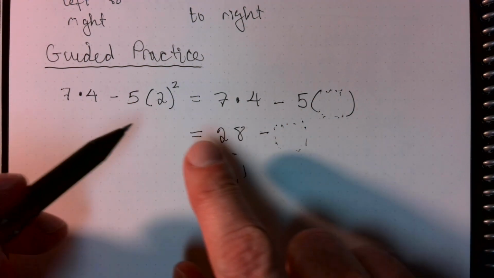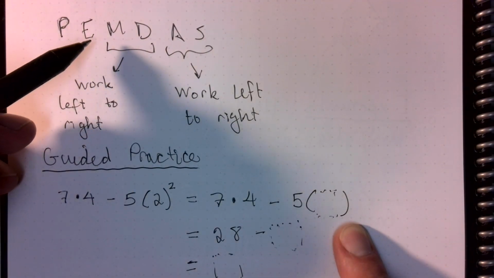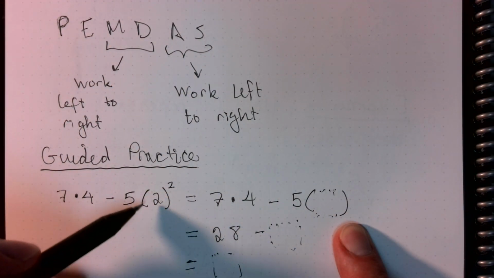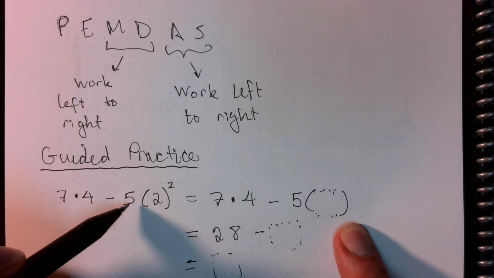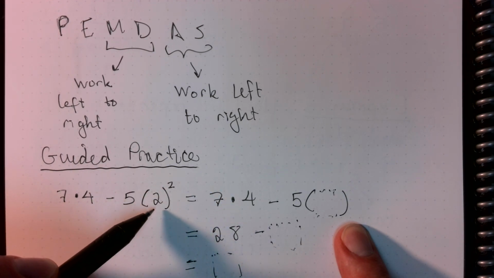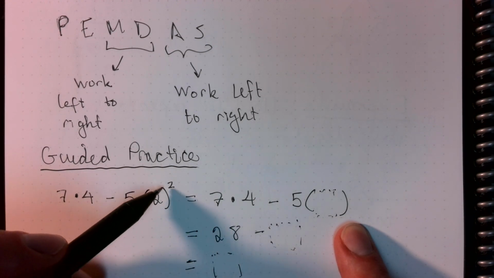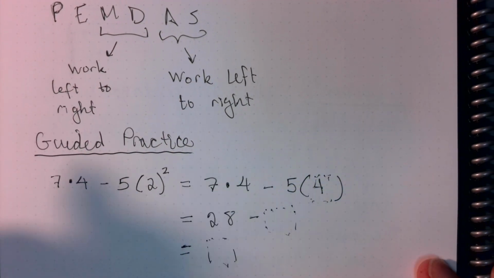Notice they left me a blank right here because I'm supposed to do my exponent first. Now, I've got parentheses here, but it doesn't really mean anything. It's just to distinguish that I'm not taking 5 times 2 and then squaring it. It's just the 2 that's getting squared. So I'm doing my exponent first. 2 squared means, of course, 2 times 2, which is 4.